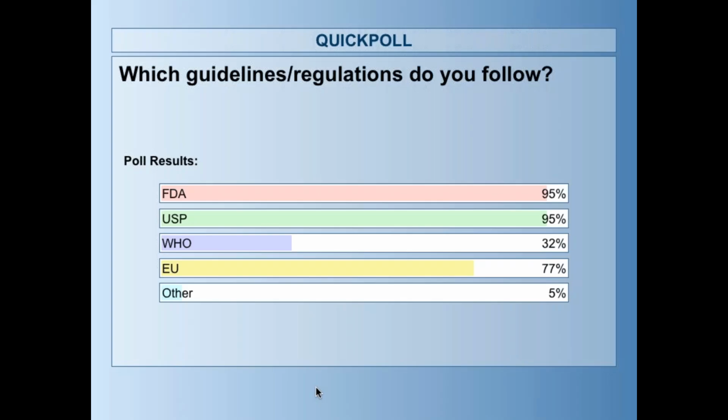And you can see the results. Good distribution there, huh, Steve? Yeah, it is. A lot more of the EU than you would think.